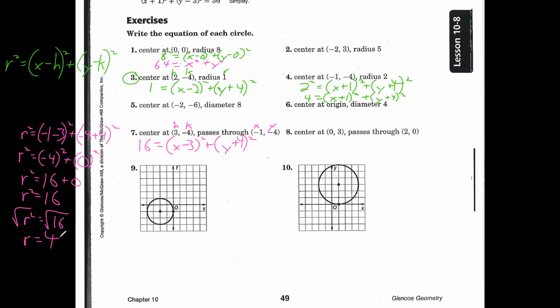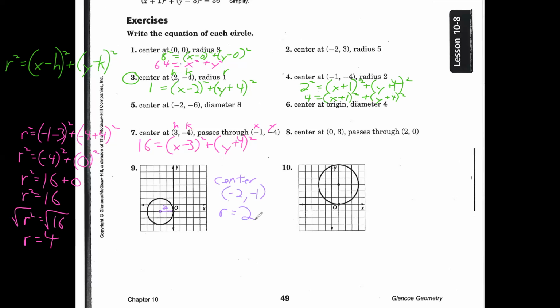All right, item number 9. They gave us a circle. But again, we can identify those points. So here, the center point of that circle is at -2, -1. We can see the radius by just counting the spaces. That has a radius of 2.